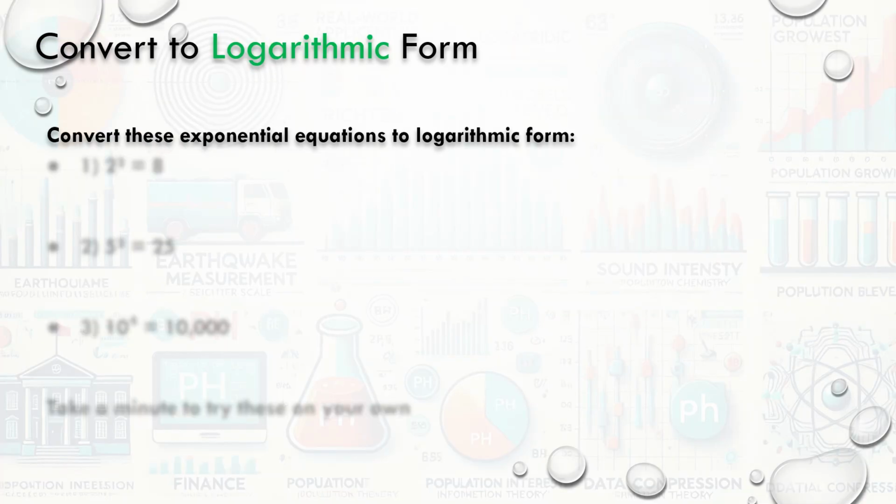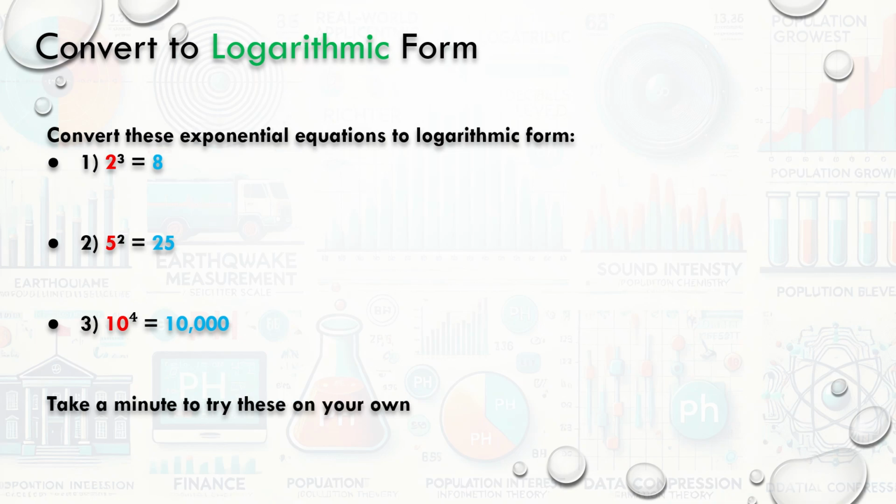Now convert to the logarithmic forms. This is your turn. Take a look at these three equations. 2 to the 3 equals 8. 5 to the 2 equals 25. And 10 to the 4 equals 10,000. Now pause the video for a while, take your time, and convert these to the logarithmic form.